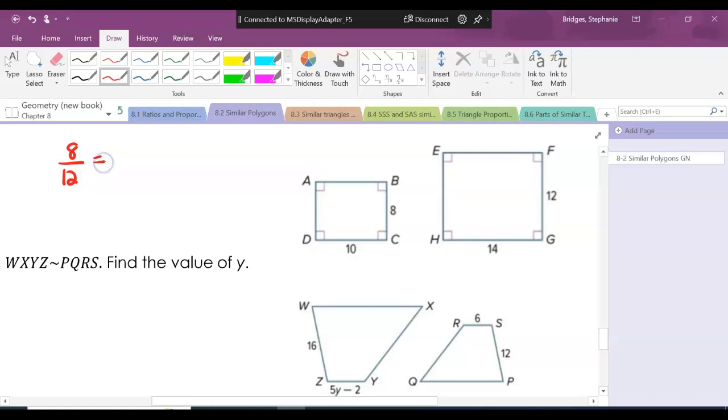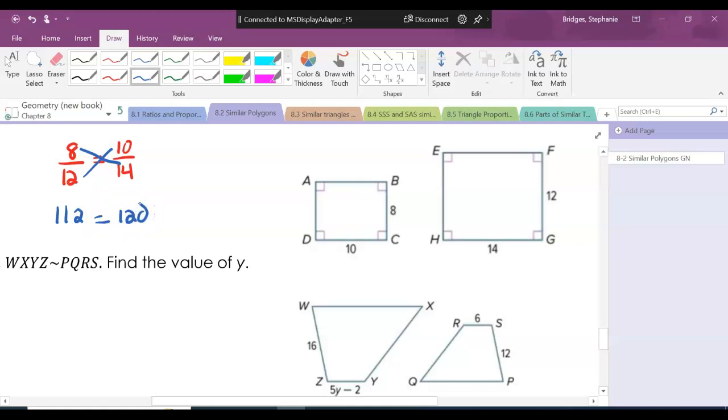What I'm going to do is make a proportion and see if it's true. What is the longer side in ABCD? 10. And then the longer side in EFGH? 14. Is everybody understanding what I'm doing? I'm just trying to see if this is a true statement. Small on the left, small on the right, big on the left, big on the right. Do me a favor, cross multiply. Do 8 times 14. Tell me what that is. We're multiplying 8 times 14. 112. Okay. And then do 12 times 10 for me.